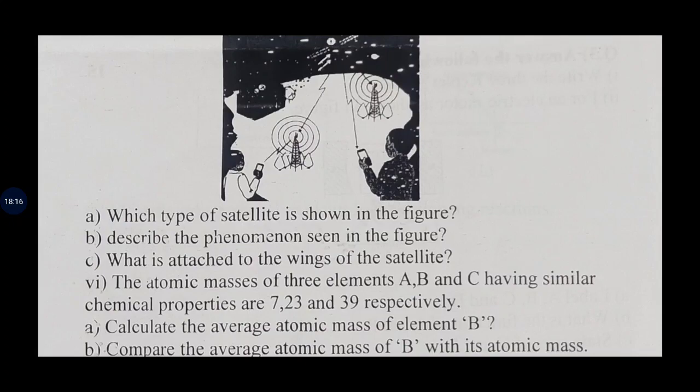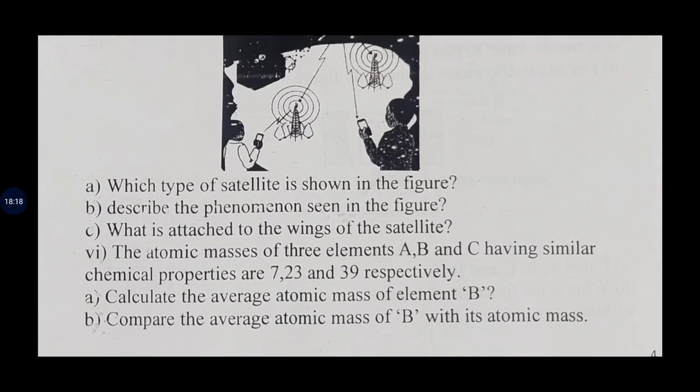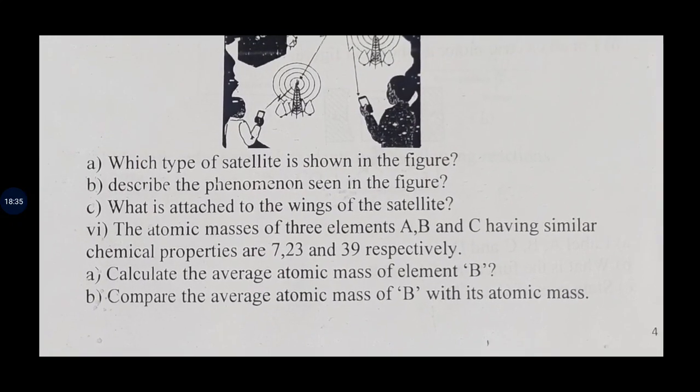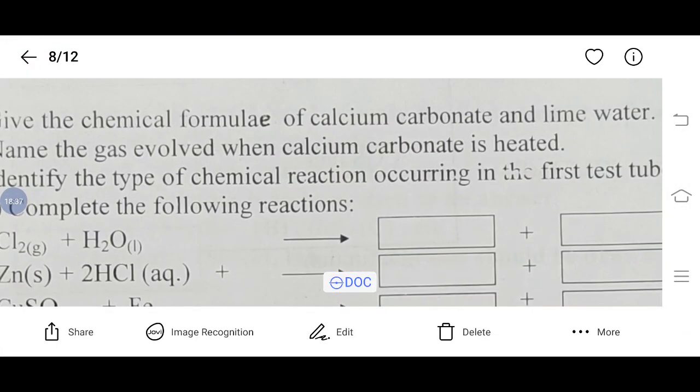Clear? Now sixth option. The atomic masses of the 3 elements A, B and C having similar chemical properties are 7, 23 and 39 respectively. So calculate the average atomic mass of the element B. Compare the average atomic mass of B with its atomic mass, and option number C is on the next page. See that.